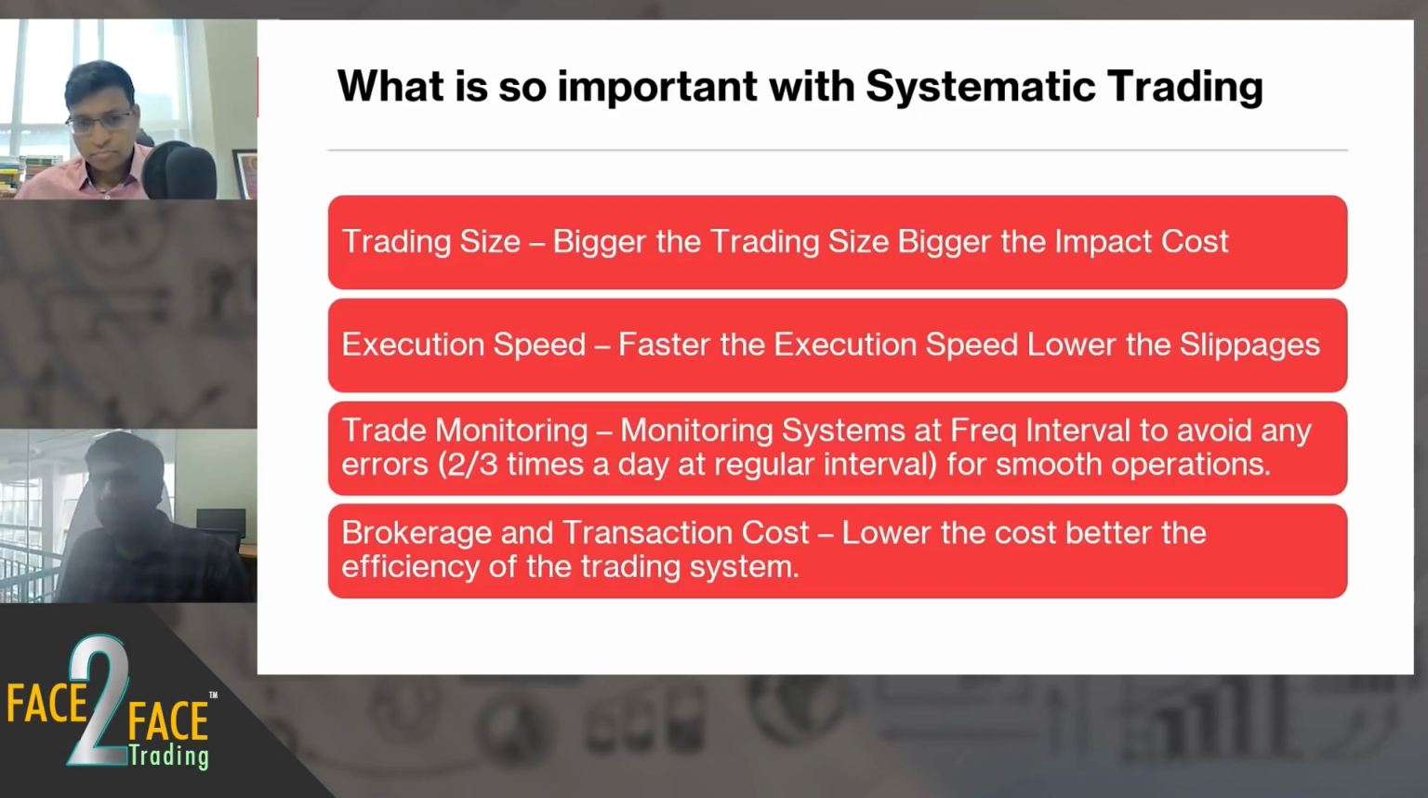So we learned about size, we learned about the speed, we learned about the cost. The fourth most important thing is trade monitoring. Some people think, I am going to do systematic trading, I'm going to automate, and I'm going to go to the sun and enjoy it. It is not like that. So there's one more important process called trade monitoring.